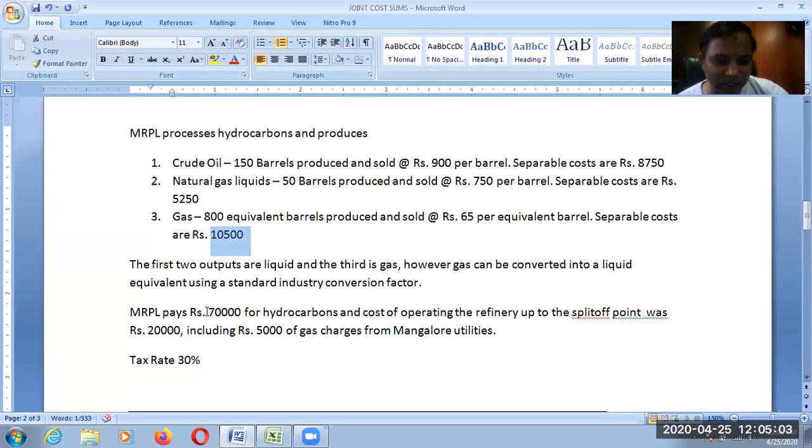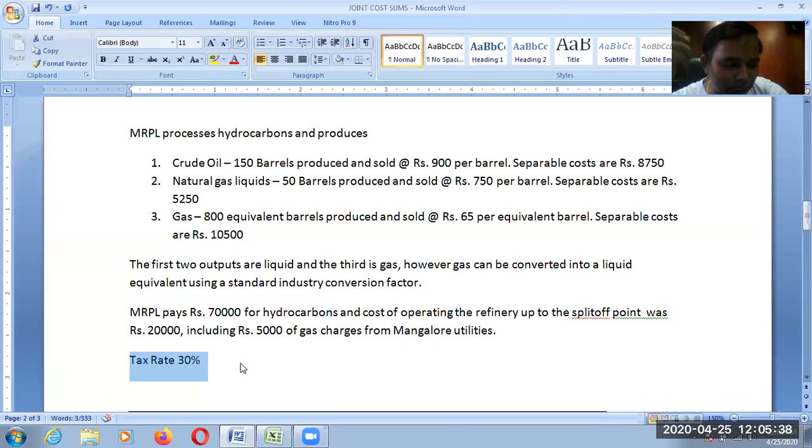MRPL pays 70,000 for hydrocarbons, which is being acquired from some of its subsidiary plants. And cost of operating the refinery up to split off point was 20,000, which includes 5,000 of gas charges from Mangalore utilities also. Tax rate, this is given for calculating the income statement. Tax rate is 30%. We are not focusing on income statement right now, as I told you earlier. We will be first of all calculating the joint cost allocation. Once this part is over, we'll calculate the income statement also.